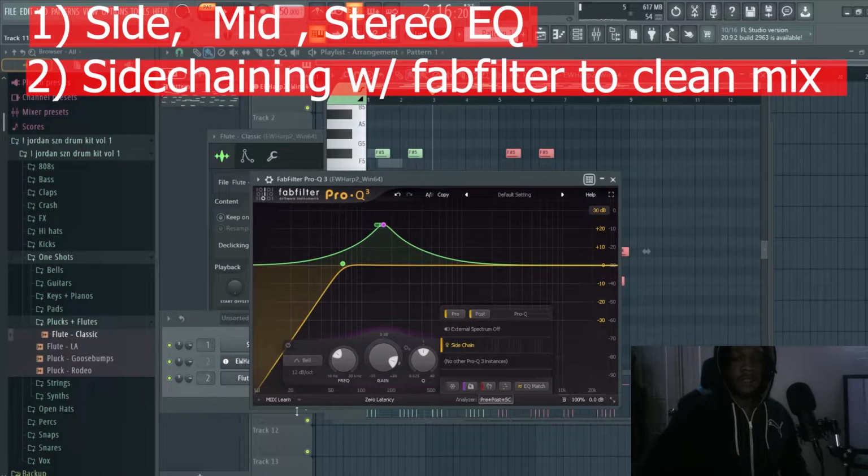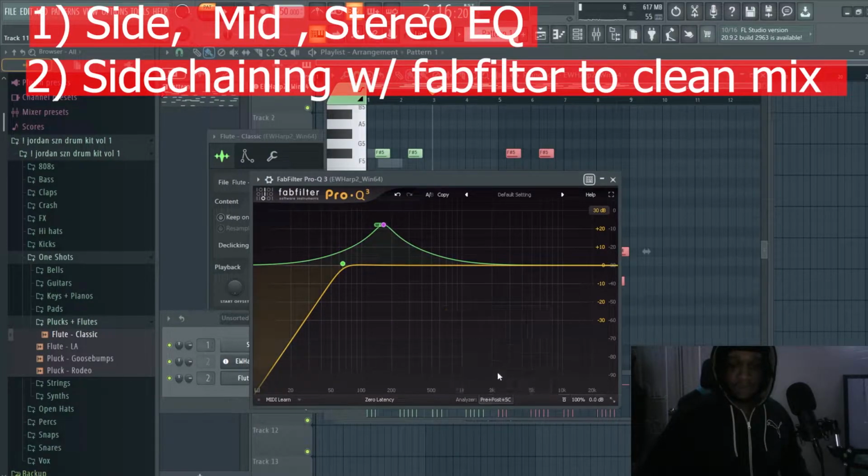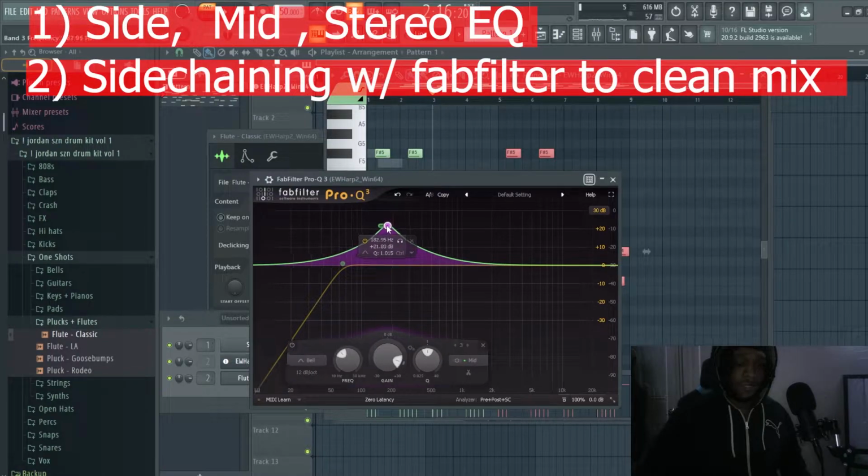This is going to be a quick video just talking about this side and mid frequency stuff when it comes to an equalizer, because I'm learning it. So why don't you learn it too as well? Basically, I have a harp melody here, and this bell raises the frequency.